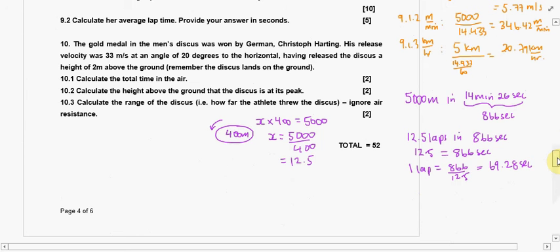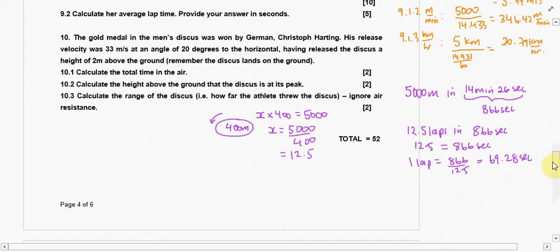Last section, question number 10. Gold medal men's discus. Let me tick that off, we've done that one. It was won by German Christoph Harting. His release velocity was 33 meters per second at an angle of 20 degrees to the horizontal, having released the discus 2 meters above the ground. You could draw this out and you'll get a rough indication of what's going on here. So you have this German guy throwing a discus, right?